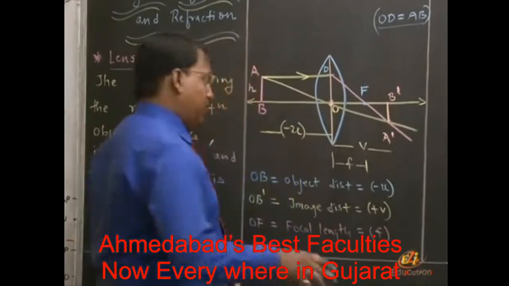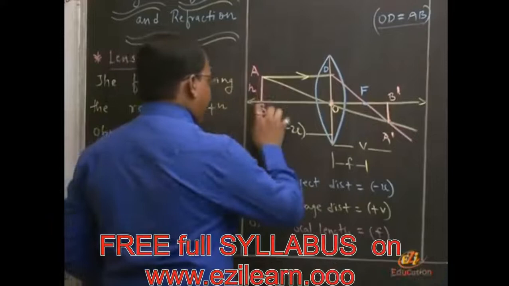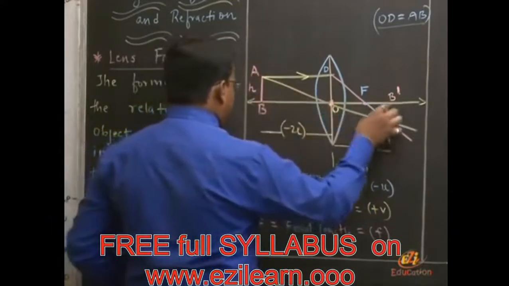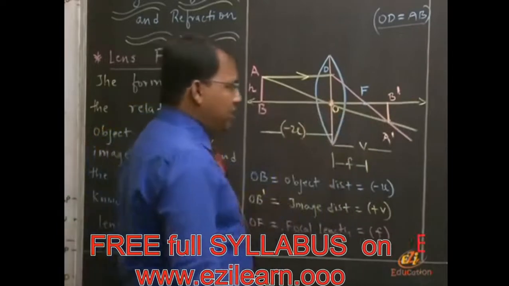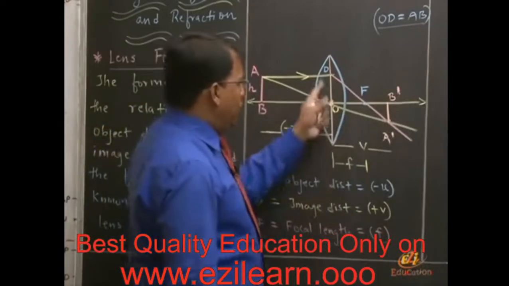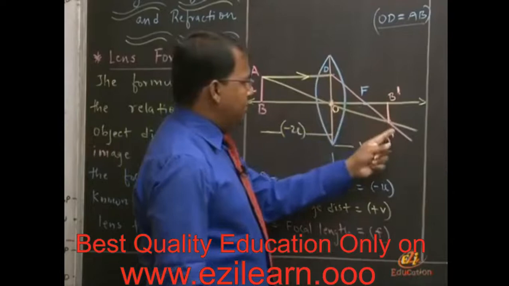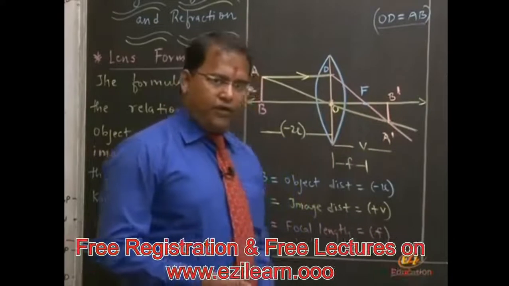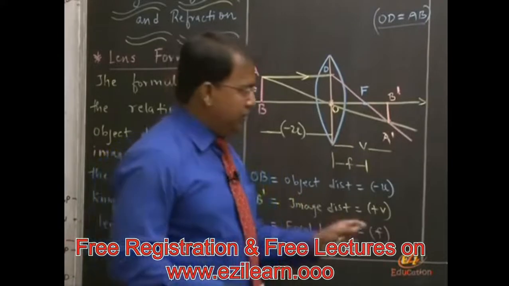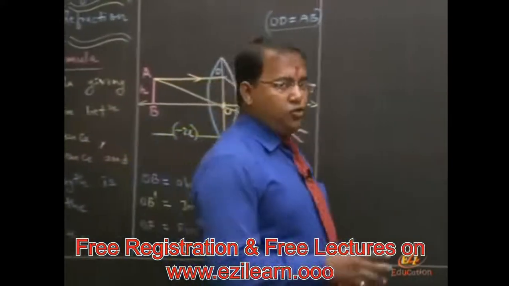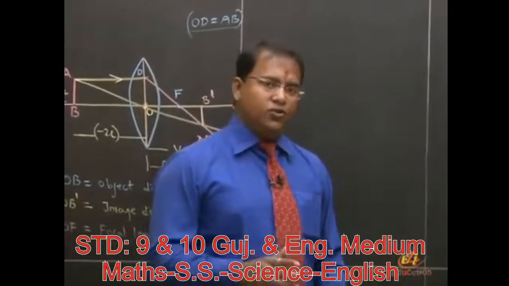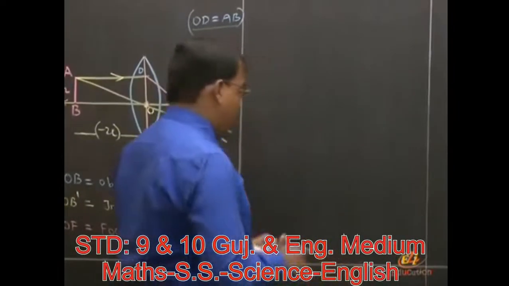I repeat, the first set of triangles you need to use is ABO, A dash B dash O. I repeat, ABO triangle is similar to A dash B dash O. You get one answer. Next set of triangles ODF, B dash A dash F. That's it. I am going to practicalize whatever I have explained till now. Let us start it. Now, as shown in the figure, an object AB of height h stands on the left hand side of the lens.